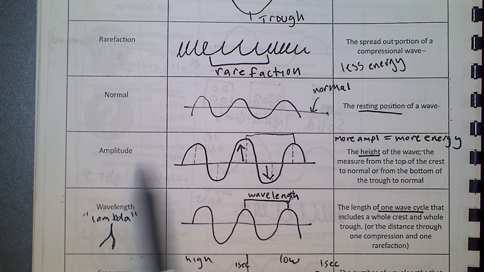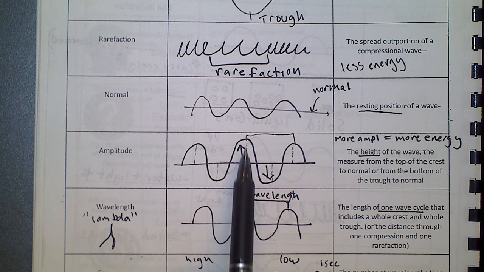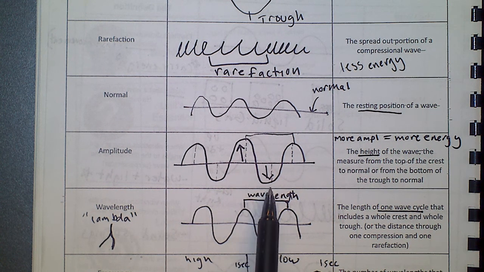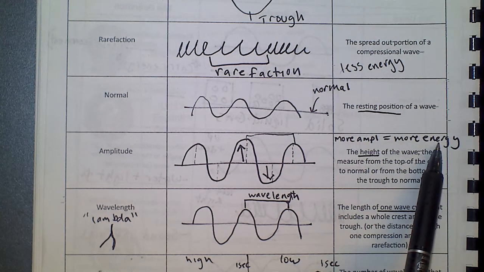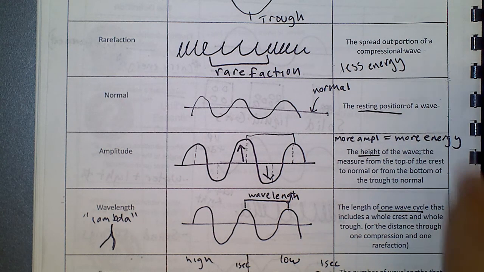Then amplitude describes the height of the wave from normal. So that can be an upward height or a downward height. And the more amplitude, the more energy that exists in the wave.